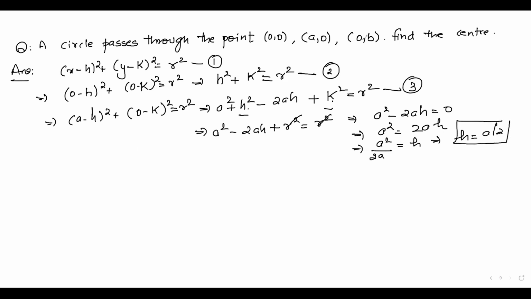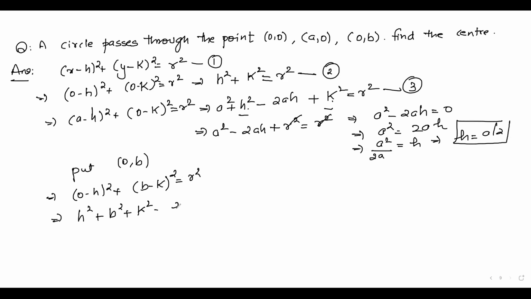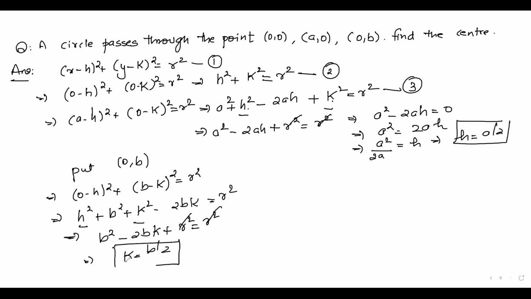Similarly, put 0 comma b here. What you will get? 0 minus h whole square plus b minus k whole square is equal to r square. So this you will get h square plus b square plus k square minus 2bk is equal to r square. In place of h square plus k square, again put r square. So you get b square minus 2bk plus r square is equal to r square. Just cancel out. So k you get again b by 2. Is this clear? So what's the center?